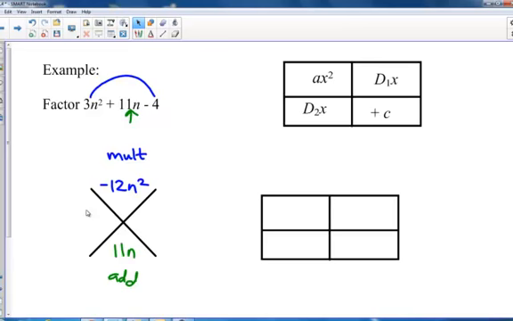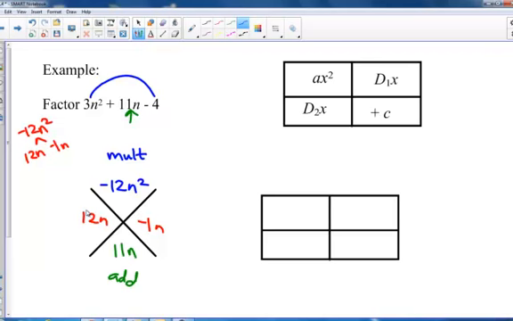So I'm thinking of all of my factors of negative 12n squared. So if it has to add to give me a positive, my bigger number is going to be a positive. So 12 and negative 1 is already my answer. I don't even need to go any farther. So I have 12 and negative 1. That multiplies to give negative 12, adds to give 11. I can do what I just showed you.